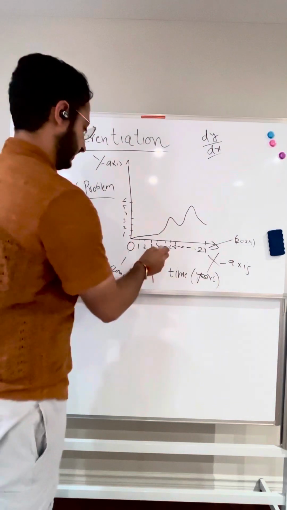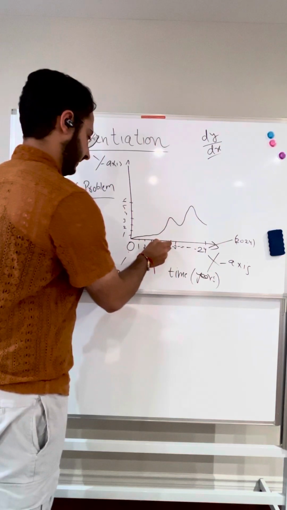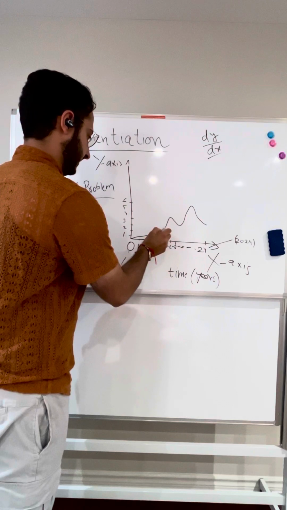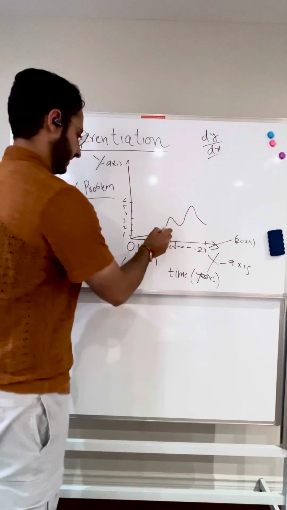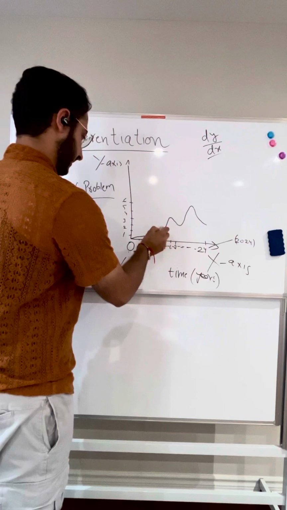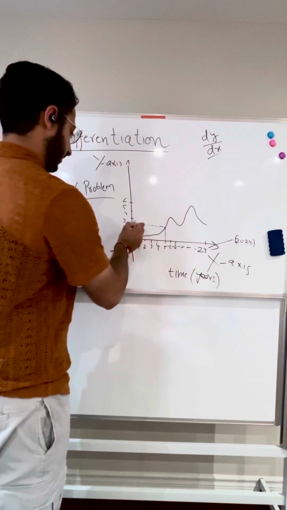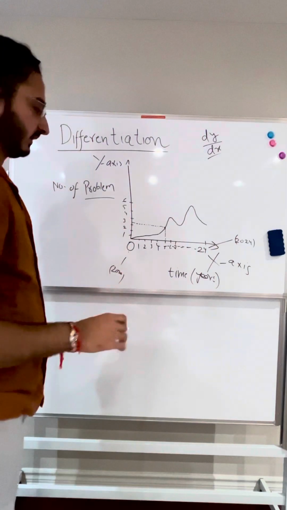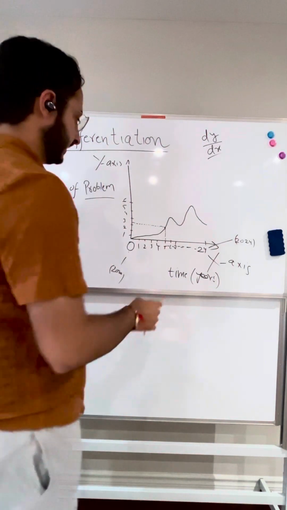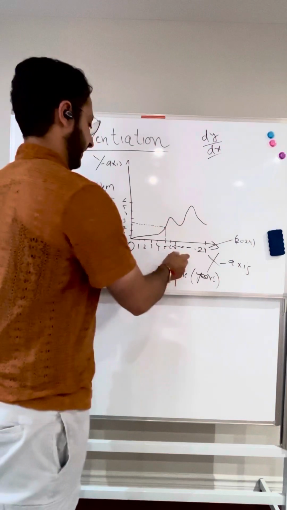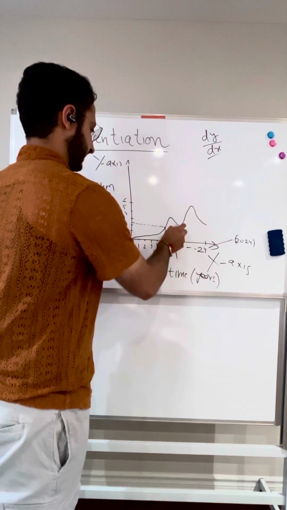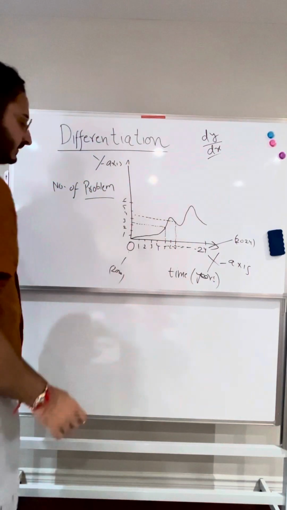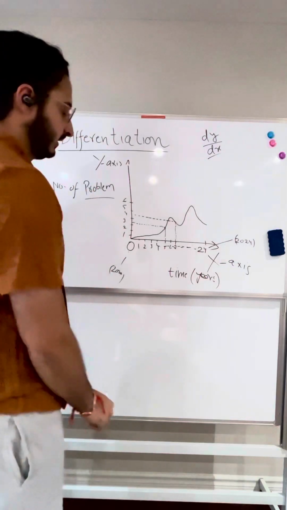So I'm interested to know that when I was 5 years old, how many problems did I have? When I was 5 years old, if I draw a vertical line straight up, I find that the function intersects at this particular point, and if I draw a horizontal line, I can say that almost in between 3 to 4 problems were the number of problems I was facing during that period of time. Similarly, when I was 7 years old, I was facing slightly more problems, around 4 to 5 problems in that particular year.